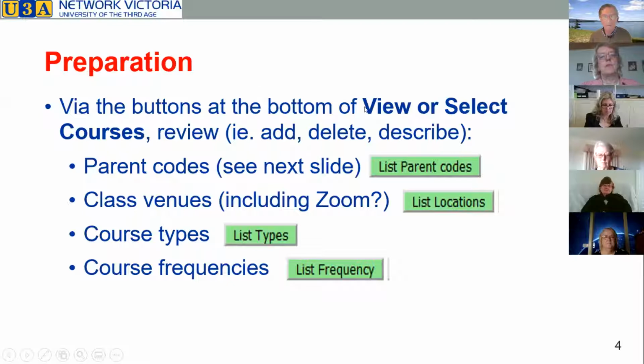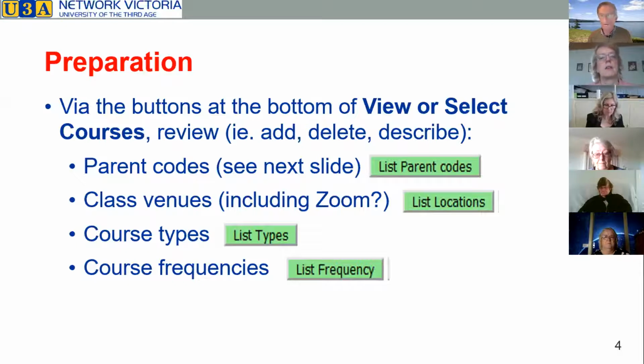The first thing you need to do in preparing, before you start actually doing anything on UMass, is look at a lot of the settings that you've had running from previous years. On the View or Select Courses window, at the bottom of that window, you'll find a whole lot of buttons which you can use to check these things. So for instance, parent codes or categories, as some groups call them, which we'll deal with on the next slide.